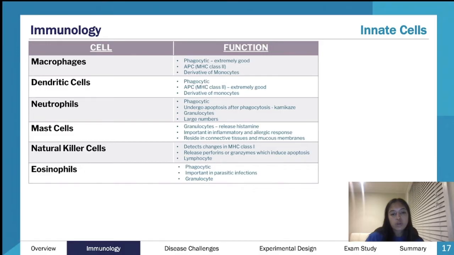Natural killer cells are also quite important. These work similarly, not the same, but similarly to cytotoxic T cells, so it's important not to get them confused. And they release these two things you have to know, perforins and granzymes, which you can see here. Those basically induce death in certain cells. They will detect changes in your MHC class 1.